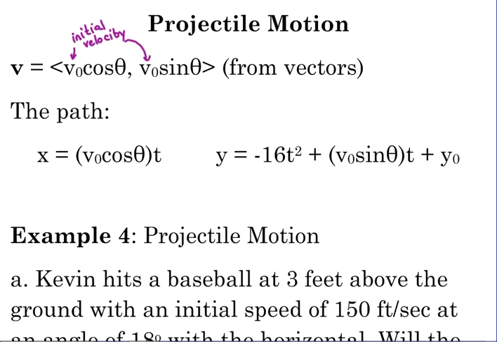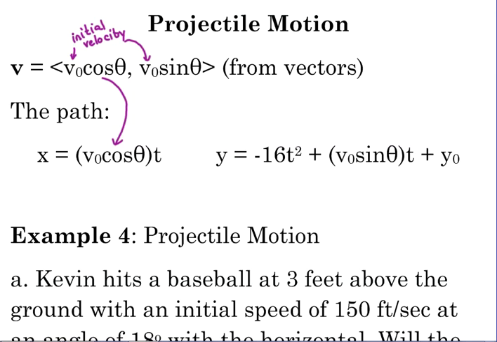Now, the path in parametric form, they will always take the horizontal component and multiply it by t. All that is a derivation of distance equals rate times time. That's all the horizontal component is. So your rate is your velocity, but just the horizontal component of the velocity, times your time.